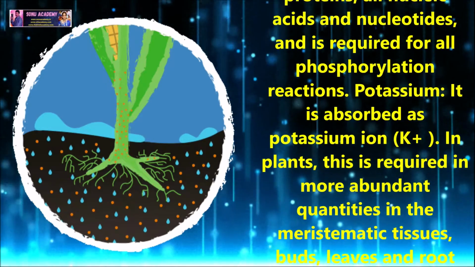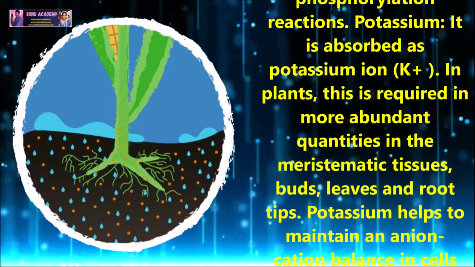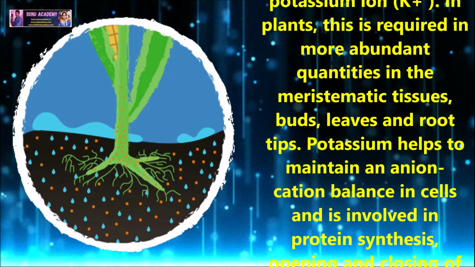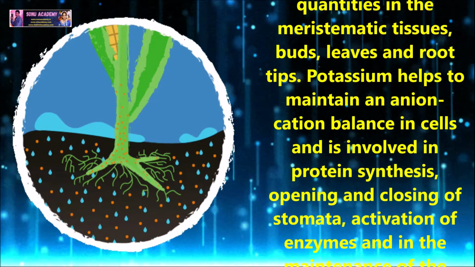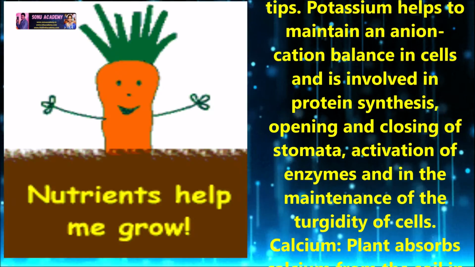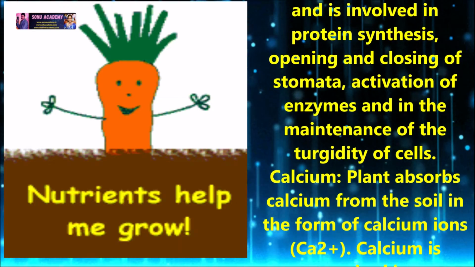In plants, it is required in more abundant quantities in the meristematic tissues, buds, leaves, and root tips. Potassium helps to maintain an anion cation balance in cells, and it is involved in protein synthesis, opening and closing of stomata, activation of enzymes, and in the maintenance of the turgidity of cells.